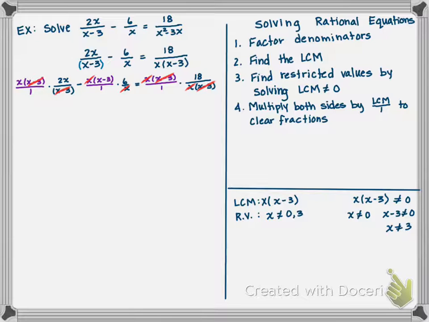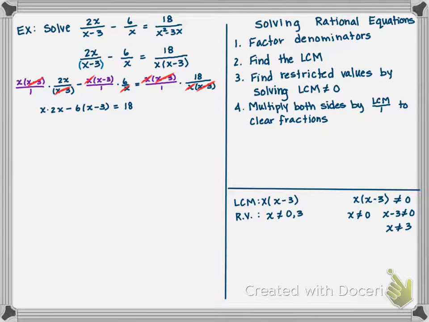So don't try to distribute or anything at this point, because that's usually how sign errors happen, is dropping parentheses too soon. So I just copy this exactly as it is, and then I can look at it and worry about how to get rid of my parentheses. So we have x times 2x minus, and I'll go ahead and write the 6 before the x minus 3 just because we're more used to seeing 6 times x minus 3 than x minus 3 times 6, and then equals 18.